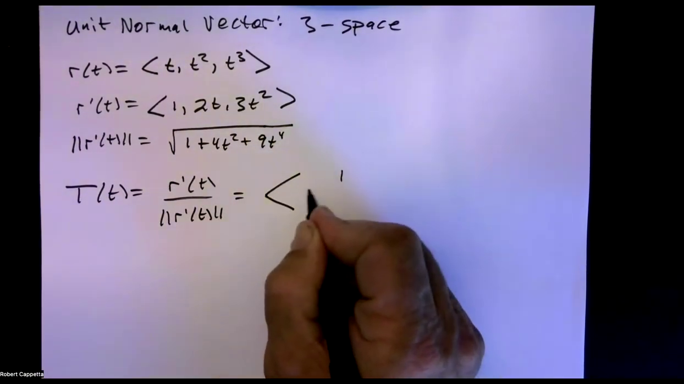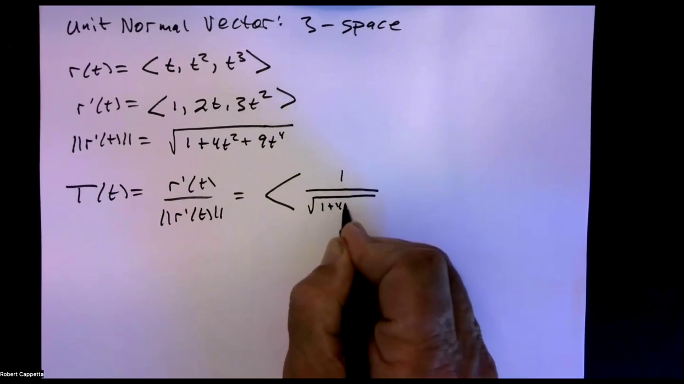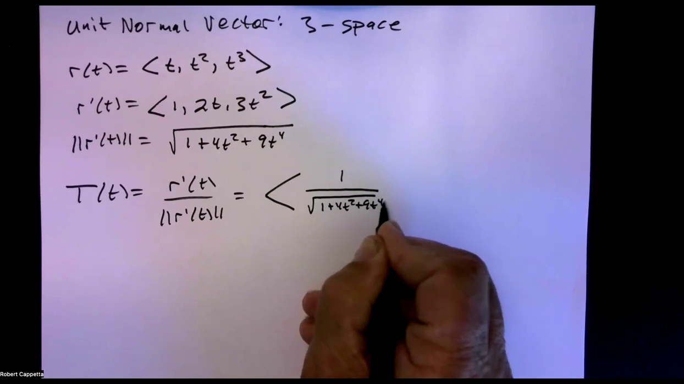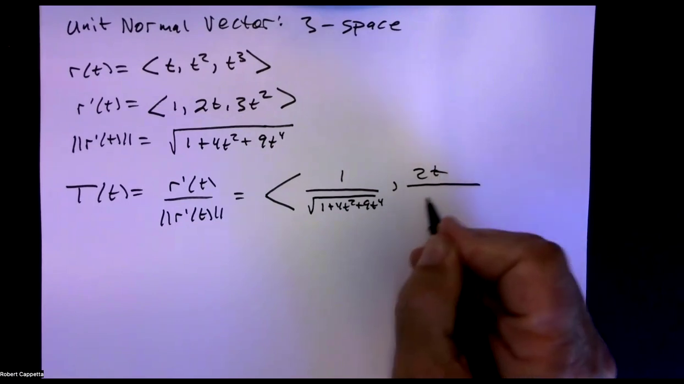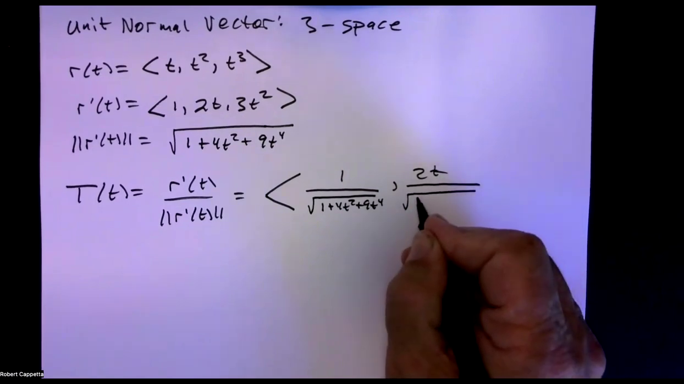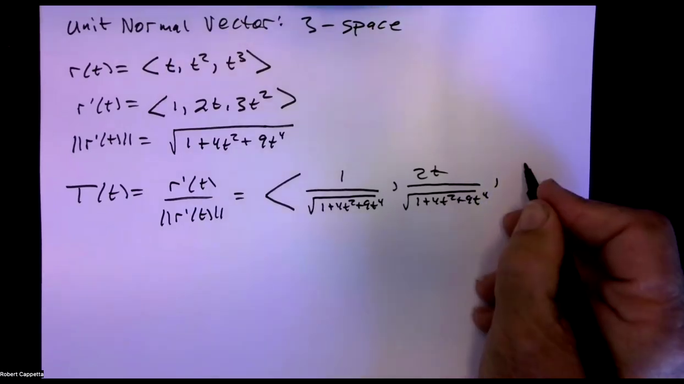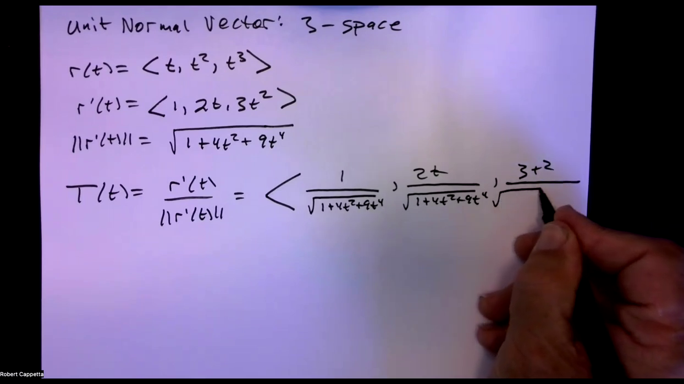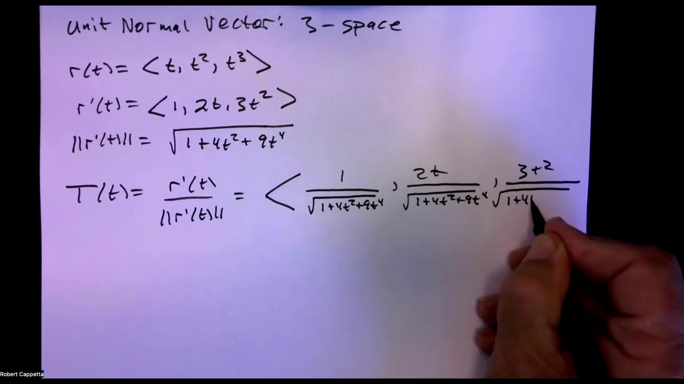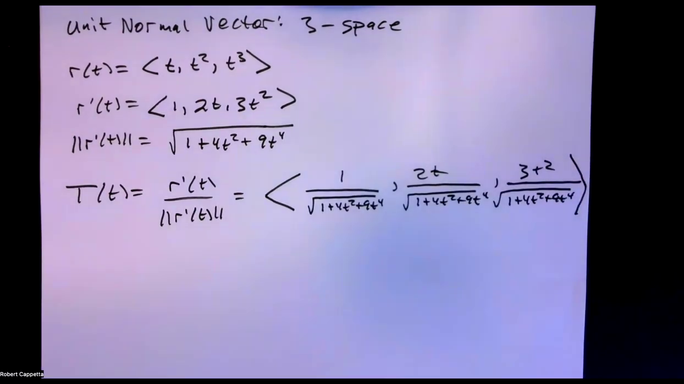So what do we get? 1 over the square root of 1 plus 4t squared plus 9t to the fourth, comma 2t over the square root of 1 plus 4t squared plus 9t to the fourth, comma 3t squared over the square root of 1 plus 4t squared plus 9t to the fourth. So we get T of t.